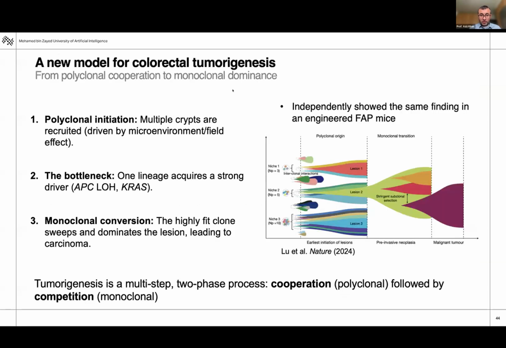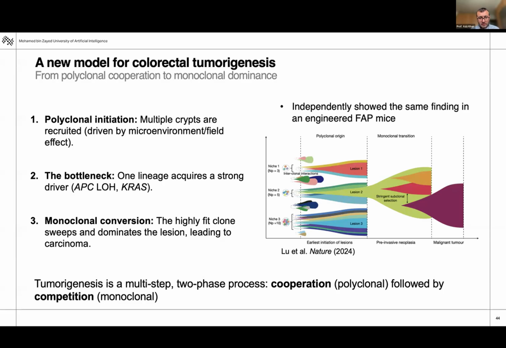This was beautifully shown in an independent study that was submitted in parallel to Nature together with ours, where they engineered mice to get FAP. You could see that in the earliest lesions, there is a lot of polyclonal origin, but in the later stage it becomes pre-invasive or neoplasia. And then when it becomes a tumor, you can see that just one clone is taking over and a clonal sweep happens. And so there is this polyclonal to monoclonal transition happening.